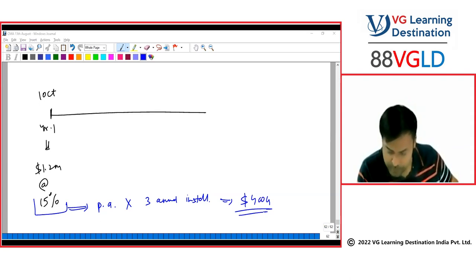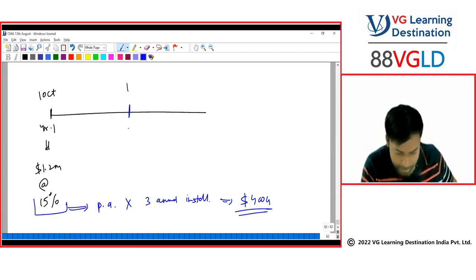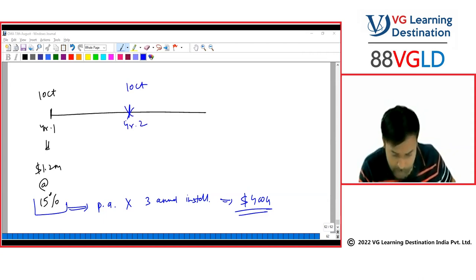The first interest payment was made on 1st October year 2. You're making the payment here. Okay. On 31st December year 2, what amount would be accrued? We are asking what is going to be the amount here on 31st December year 2.